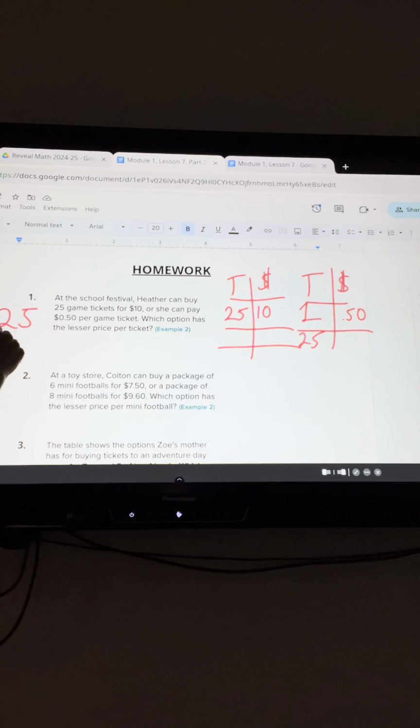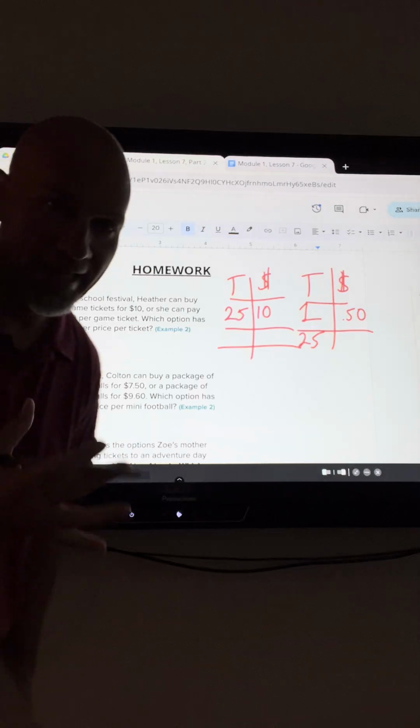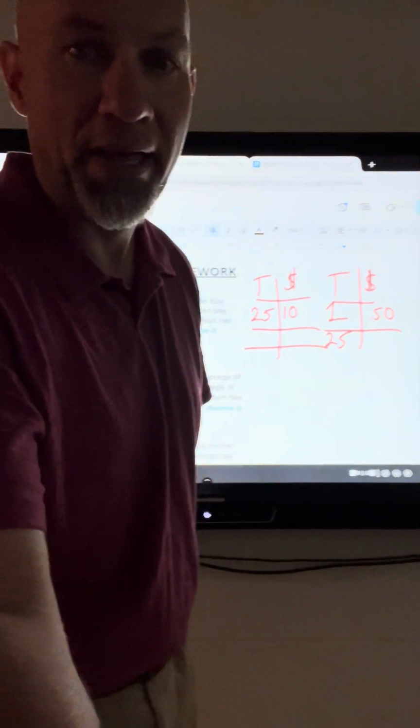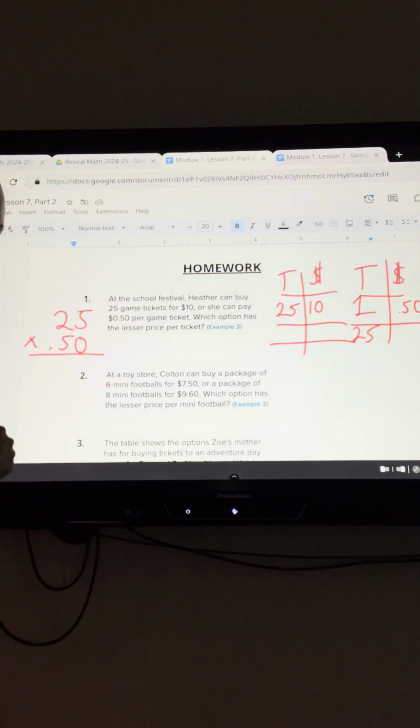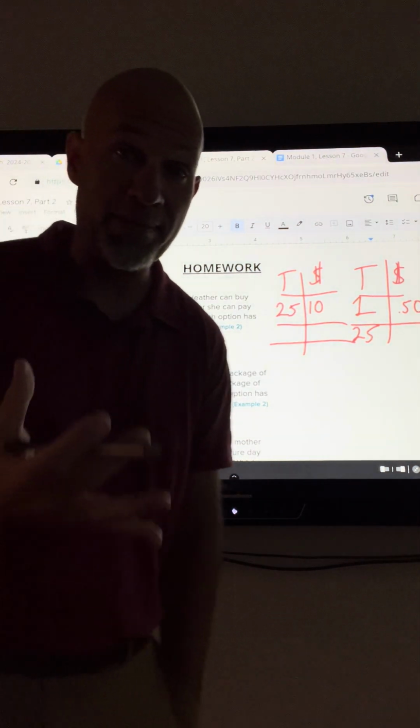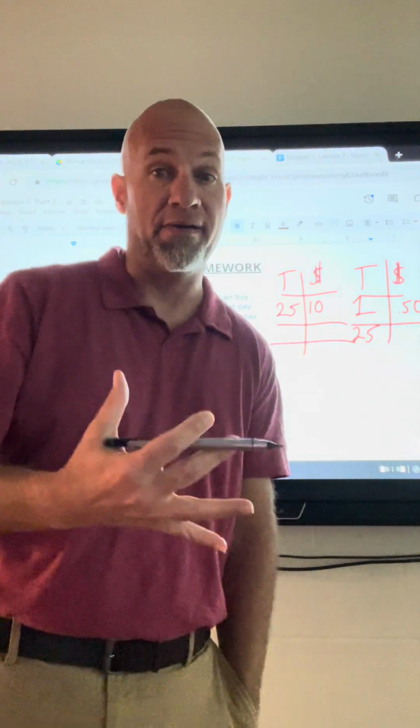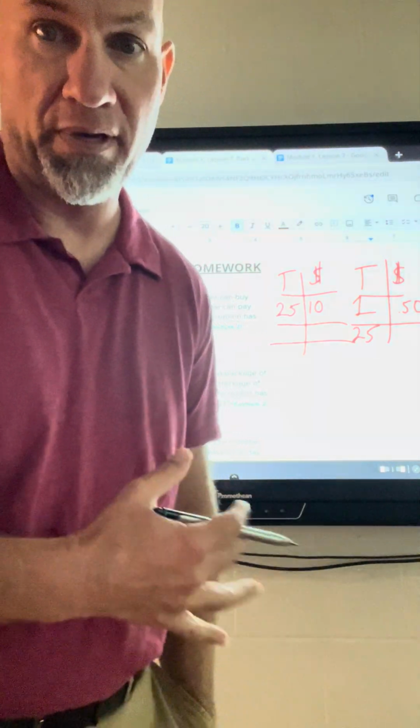by 50 cents. And 50 cents is the same as 1/2, so it's like you're finding half. Remember, when you're multiplying by 1/2, you're dividing by 2. So multiplying 25 by 50 cents is the same as dividing 25 in half. So it's like, what's half of $25? All right, so use that to help you.